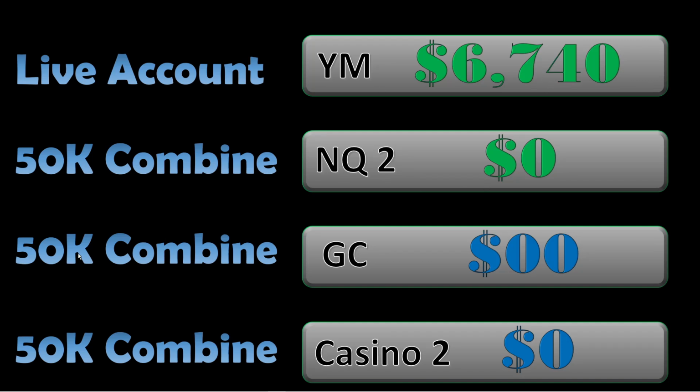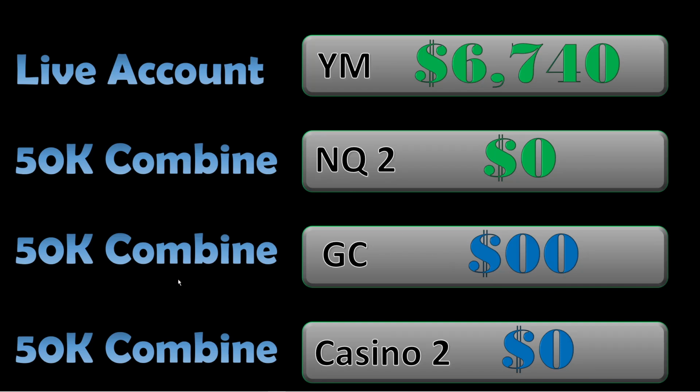And then down here we have the 50K Combine GC, which hasn't started yet. NQ, second round, no trades, so it just has a green 0 because it's active but hasn't started yet. GC, I haven't done anything with that yet. I haven't even started a combine yet, so we're in blue. And my casino, I need to reset it. It'll be the second one, and I haven't reset it yet, so that is in blue. If I end up in the negative in the account, these will be red, and as long as the account is positive, it'll be green.